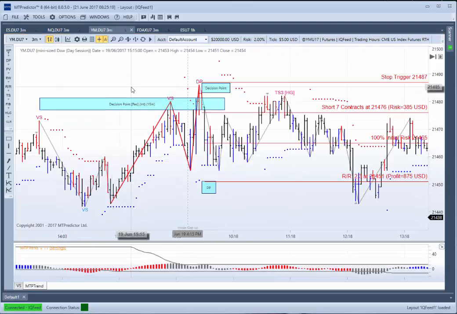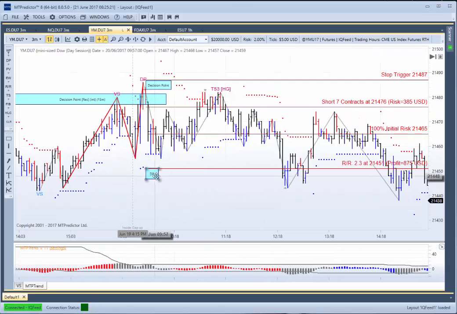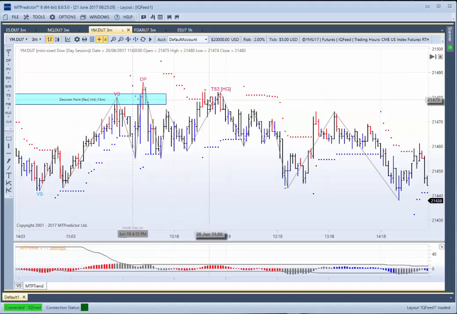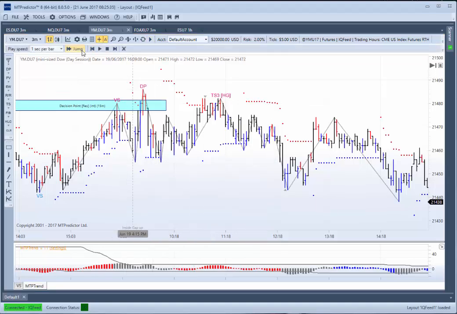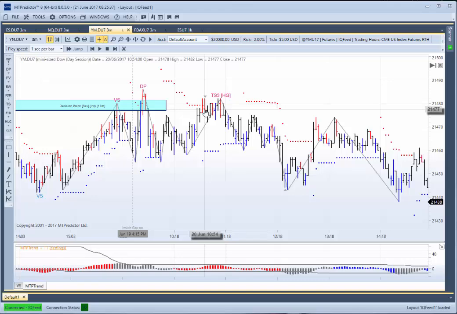Let's just turn training mode off, and you can see that DP sell did indeed come down to its first target there for a nice 2.3 R profit. But the trade setup I want to look at was this one here. Why? Because it's one of my favourite trade setups. If I turn the training mode on again and we go back to here.